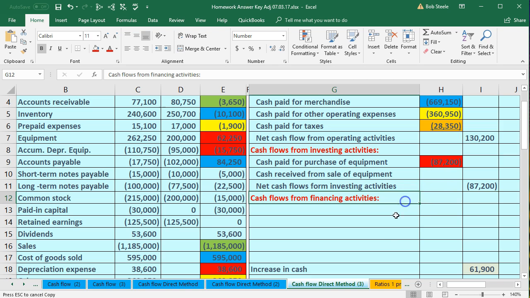Next time we'll go through the cash flows from financing activities, and that'll hopefully pick up the remainder.